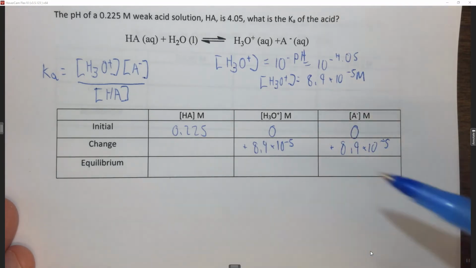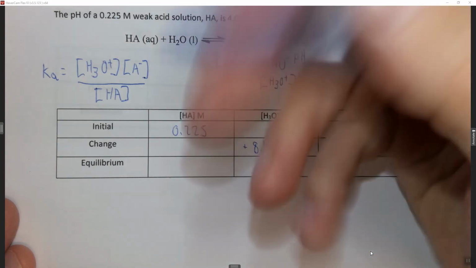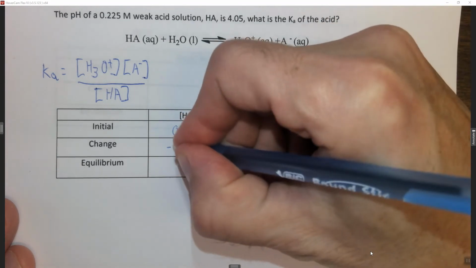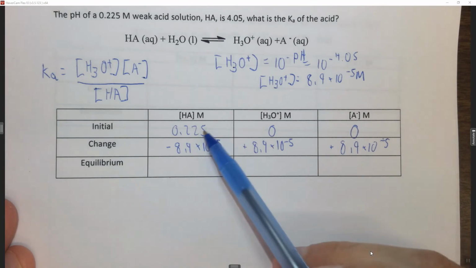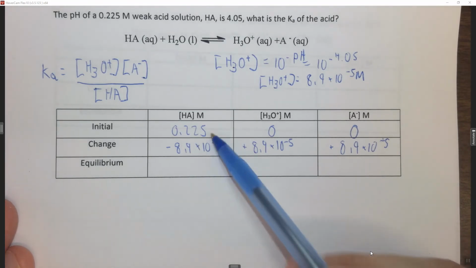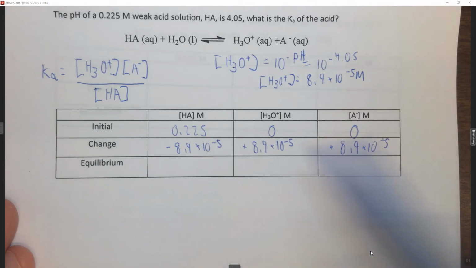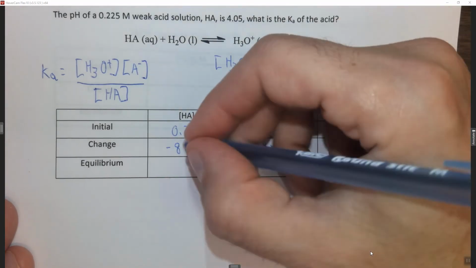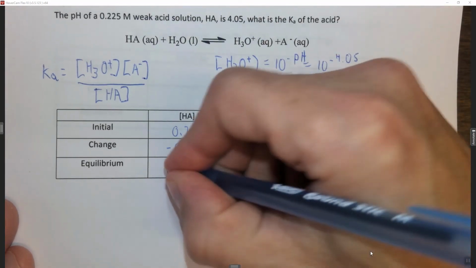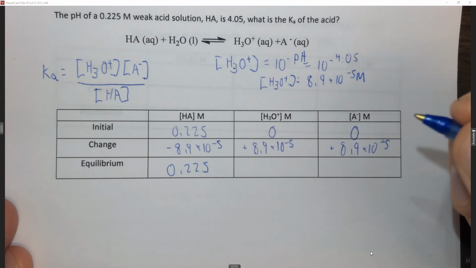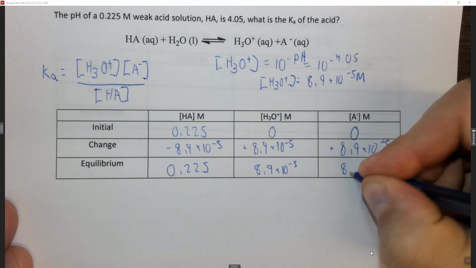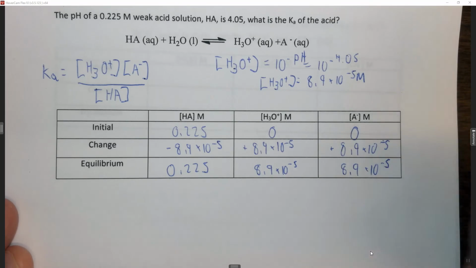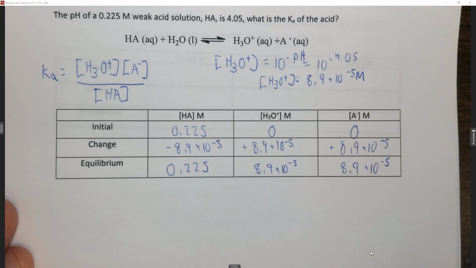Now, here is where things are kind of in between. We're going to subtract 8.9 times 10 to the minus 5. You'll notice that this is 4 orders of magnitude smaller than this. So do you really need to subtract it? Probably not. So we're going to just assume that this is negligible and that at equilibrium, this is 0.225. This one is 8.9 times 10 to the minus 5, and this one is 8.9 times 10 to the minus 5.